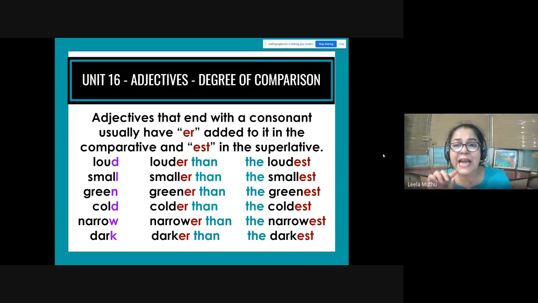Okay, so we add est in the superlative, right? So we usually have an er added in the comparative and est in the superlative. Here are examples of when you add er and est, when the adjective ends with a consonant. So we have small, positive degree, smaller than, comparative, and the smallest in the superlative.